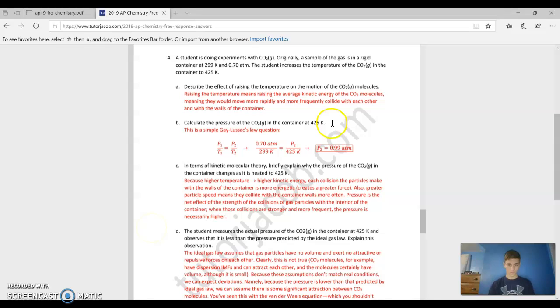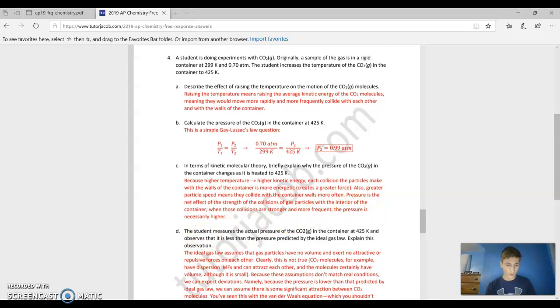Okay, for C, we see how the average kinetic energy of the CO2 molecules increases as the temperature increases. So that means that there's going to be more collisions of the particles with each other and with the walls of the container. Pressure is the net effect of the strength of the collisions of gas particles with the interior of the container. When those collisions are stronger and more frequent, the pressure is higher.